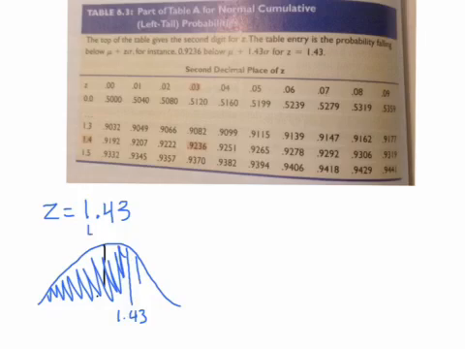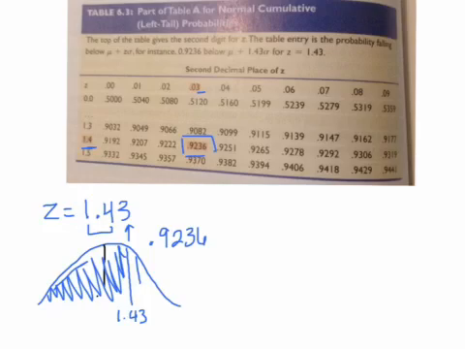The first two numbers are on the left column, so 1.4. The last one is on the top, and when I meet them together, this is 0.9236. So we're in the 92nd percentile if you fall at 1.43 standard deviations above.